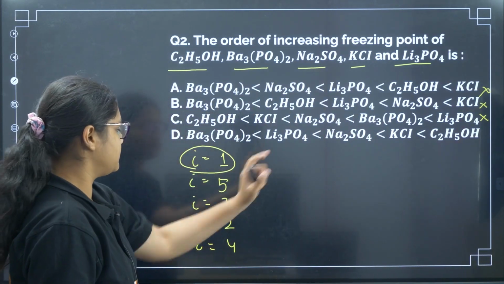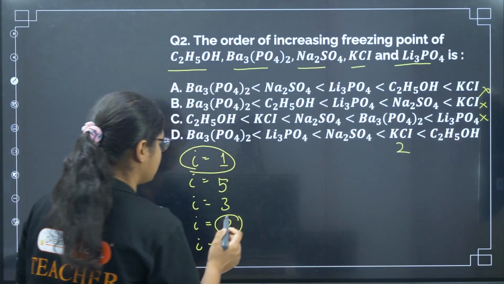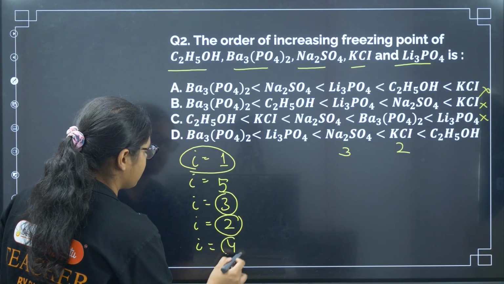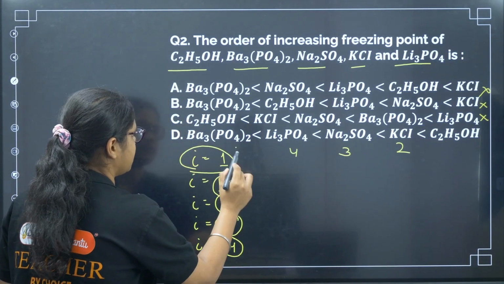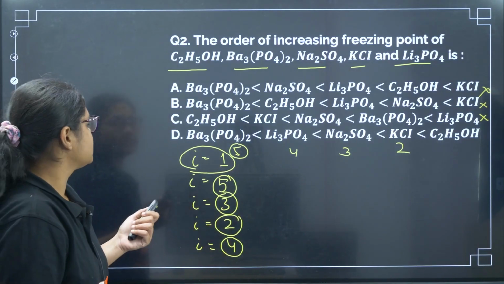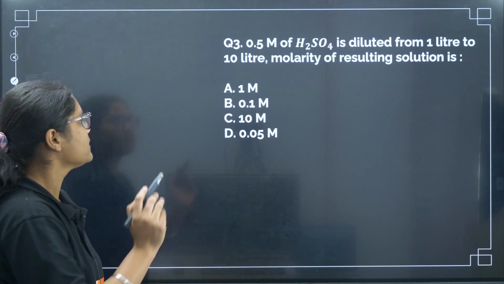So C2H5OH will be maximum, and then we have 2, that is your KCl, and then we have 3, that is Na2SO4, and then we have 4, that is your Li3PO4, and then the last one is 5, that is your Ba3(PO4)2, right? So the correct answer for this question will be option number D. So let us see the next question.